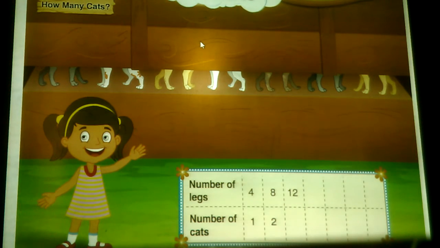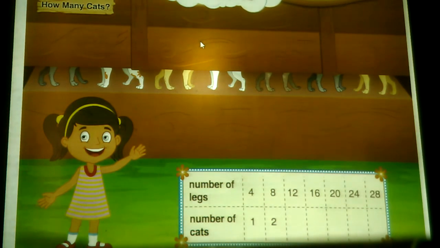In the first box of the first row, 4 is given. Adding 4 to it, we get the number 8 in the next box. Thus, if we go on adding 4 each time, we get 12, 16, 20, 24 and 28. In the first row, we added 4 each time.